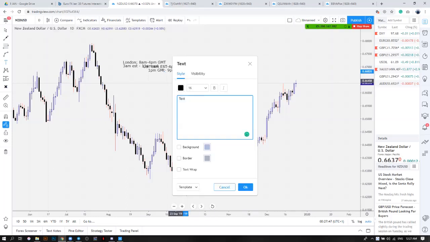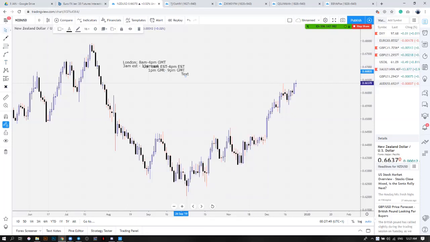All right, so now the London markets are open 8 a.m. to 4 p.m. GMT, which is 3 a.m. EST to 11 a.m. EST New York time. US markets are open 1 p.m. GMT to 9 p.m. GMT, New York, that's London time, European time, whatever, okay?